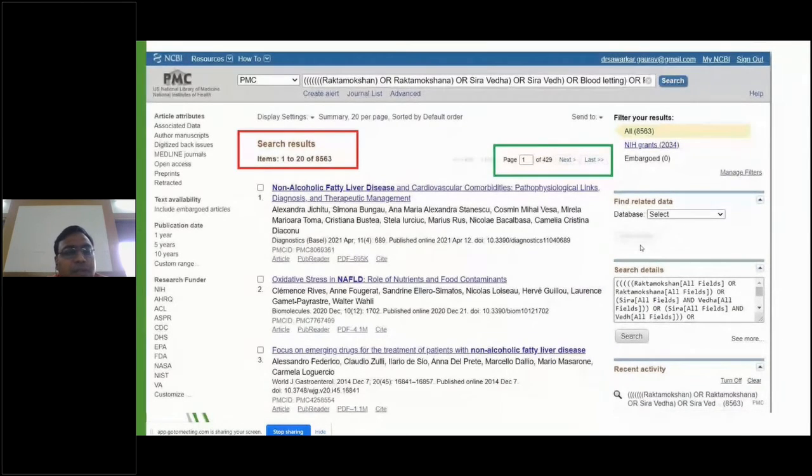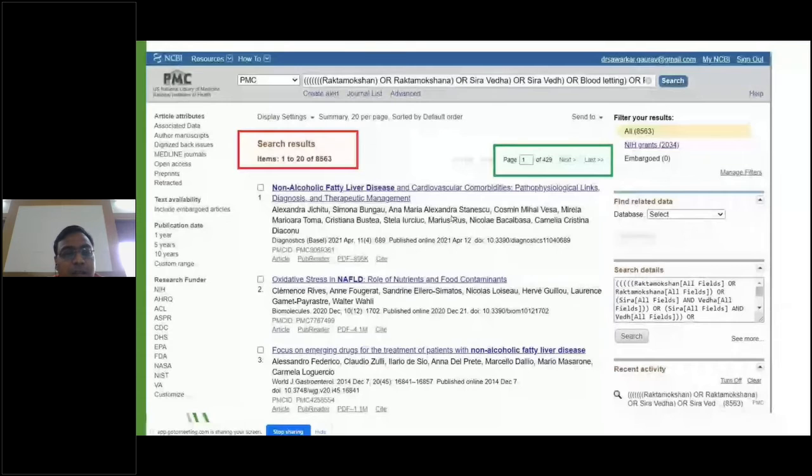But if you think I want data from a specific period for a specific funder, funding agency, here on the left side you can see publication date: 1 year, 5 year, 10 year, or a customized range for which year to which year. Suppose I want the publications on this topic. I want the previous 1 year, research done in the previous year. So I click on 1 year.